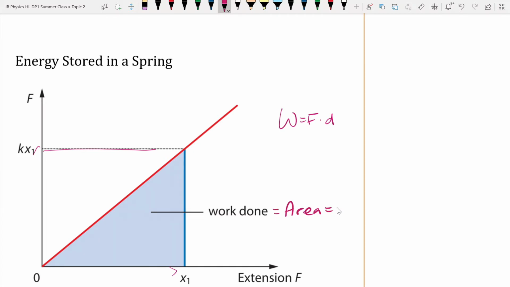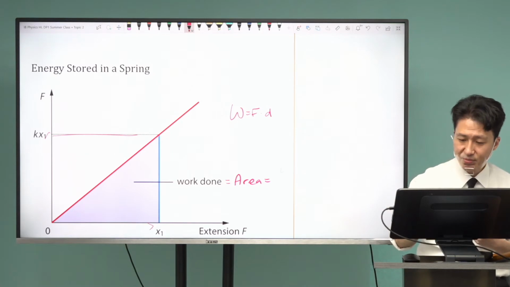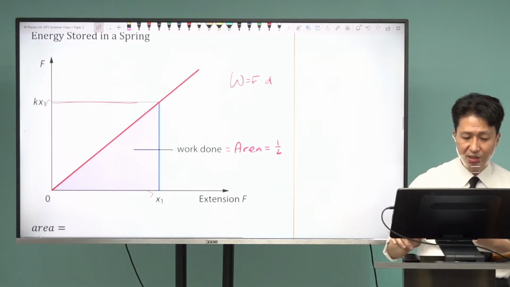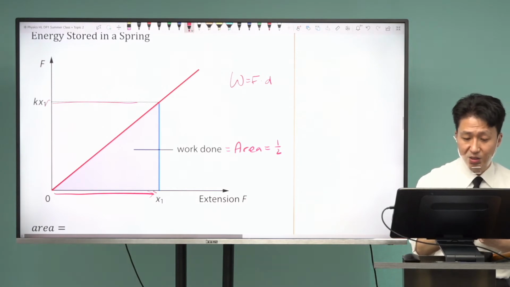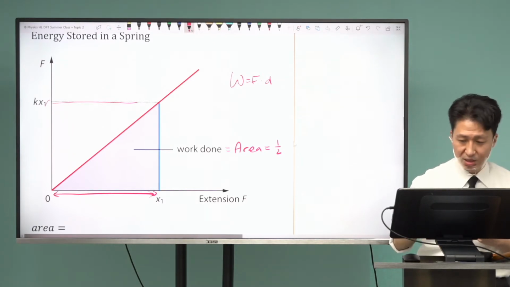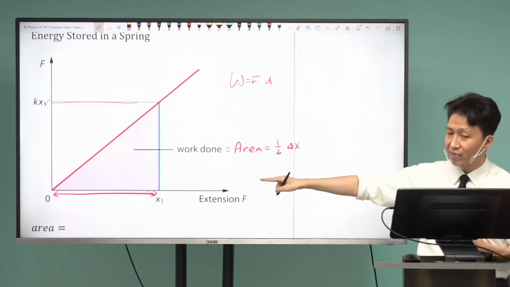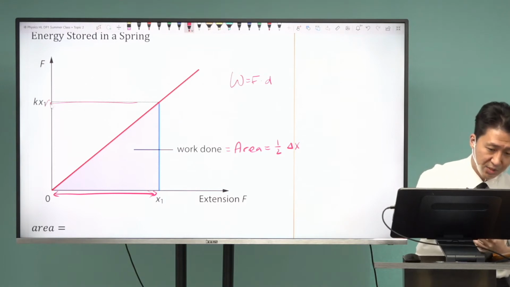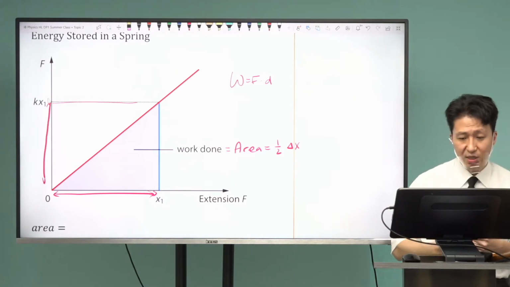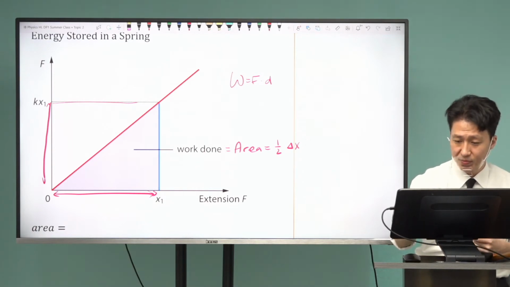which is equal to, well, the area of a triangle, right? The area of a triangle is 1/2 the base, which is delta x, right? Displacement. And then we have to multiply the vertical height, which is this much. In this case, it's going to be the force.